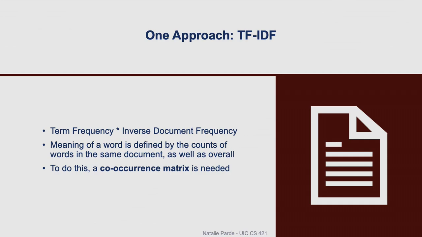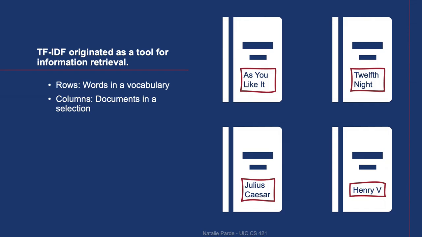One approach we can take is called Tf-Idf, which is short for term frequency times inverse document frequency. When we build Tf-Idf vectors, we define the meaning of the word based on the counts of words in the same document, as well as overall in our corpus, which has the effect of placing higher importance on words that are more unique to specific documents. We compute Tf-Idf using co-occurrence matrices. Tf-Idf originated as a tool for information retrieval and is still used for some tasks in that domain as well.